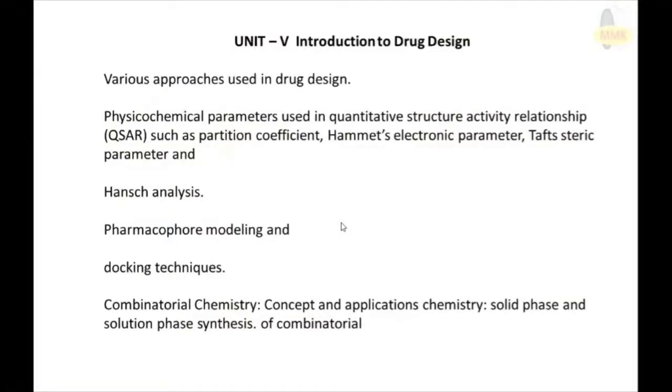Here you have subtopics like various approaches used in drug design, and one of the methods is using physicochemical properties and development of QSAR models like Hansch model, Pharmacophore model, etc. And we have another very popular and reliable method, popularly called the docking technique. This is actually a computational chemistry component.